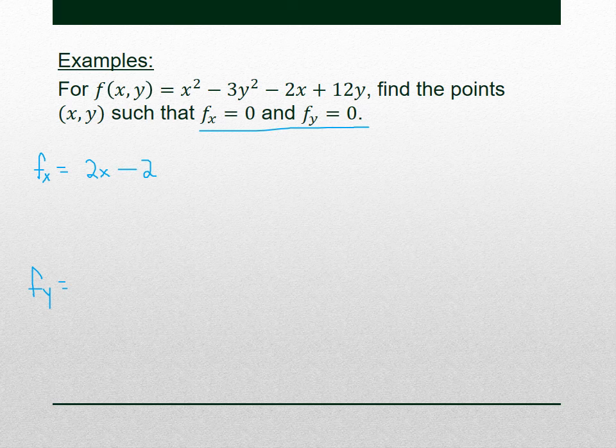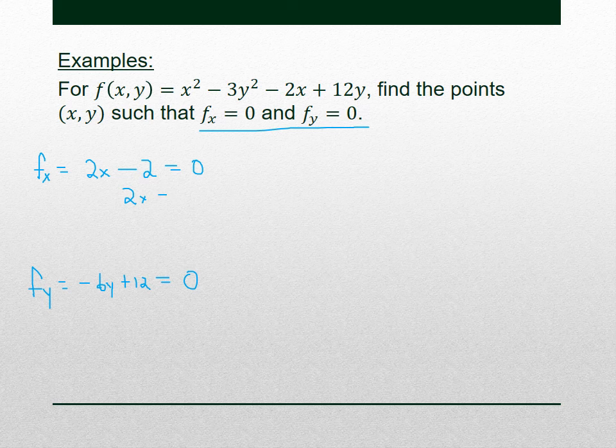Okay, now we also want the partial derivative with respect to y. So what is that? Well, this time we treat x as a constant, so x squared goes away. Minus 3y squared becomes minus 6y. Minus 2x is a constant when x is a constant, so that goes away, and we're left with plus 12. So those are our two partial derivatives. If we want them both equal to 0, let's set them equal to 0 and solve for x and y.